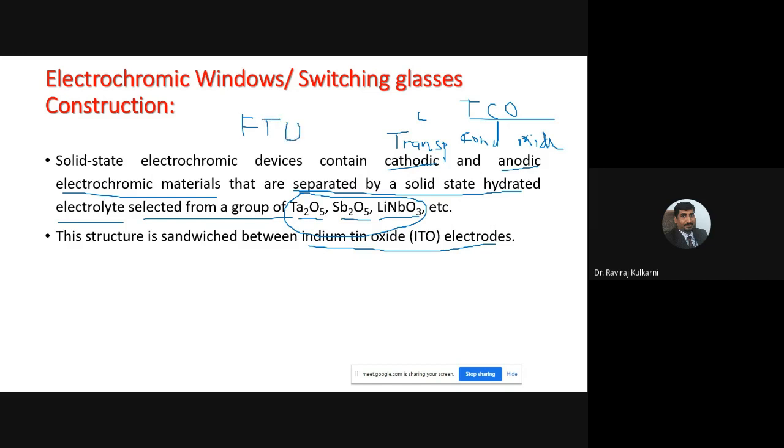I told you how to make one. Tin oxide is nothing but SnO2. It may be fluorine doped SnO2 or indium doped SnO2. Either we call it FTO or ITO. How to make it?